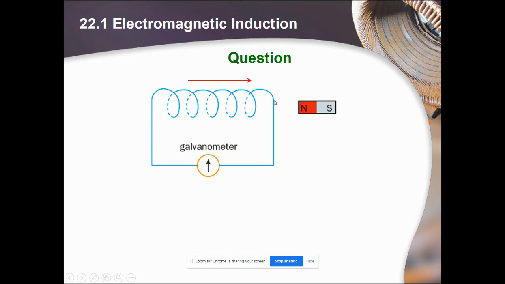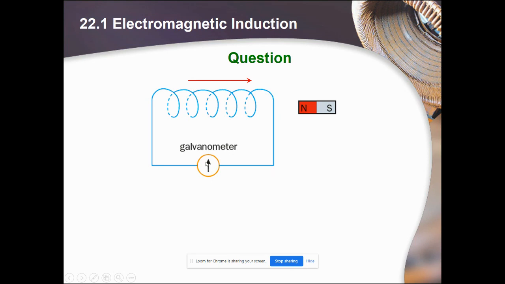If I have a north pole here, based on the right hand grip rule, all my current should be going downwards. So my current will be flowing this way through the galvanometer and then go down the solenoid, all the way down here.